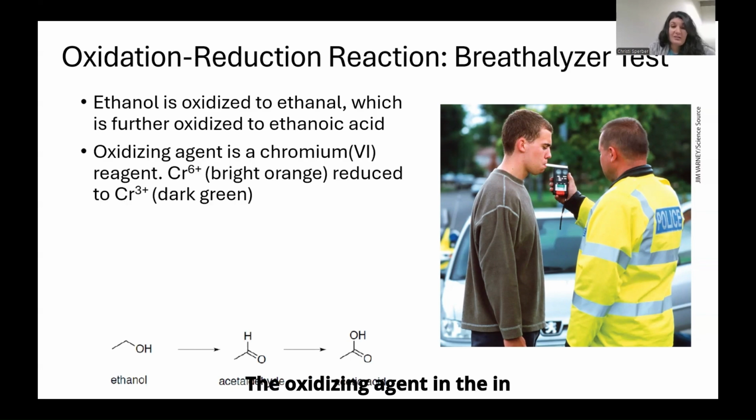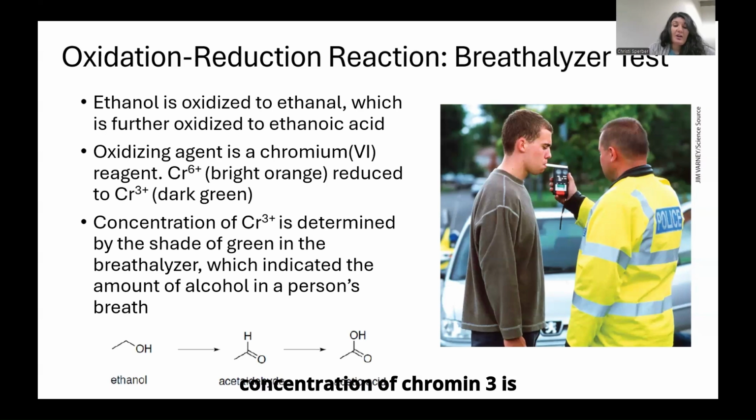The oxidizing agent in the breathalyzer test is chromium-6. Chromium-6 complex is bright orange, and remember, the oxidizing agent in a reaction is the one that gets reduced. So when chromium-6 oxidizes ethanol, it gets reduced to chromium-3 and turns dark green. The concentration of chromium-3 is determined based on the shade of green in the breathalyzer, and the data from that is extrapolated and indicates the amount of alcohol in a person's breath.